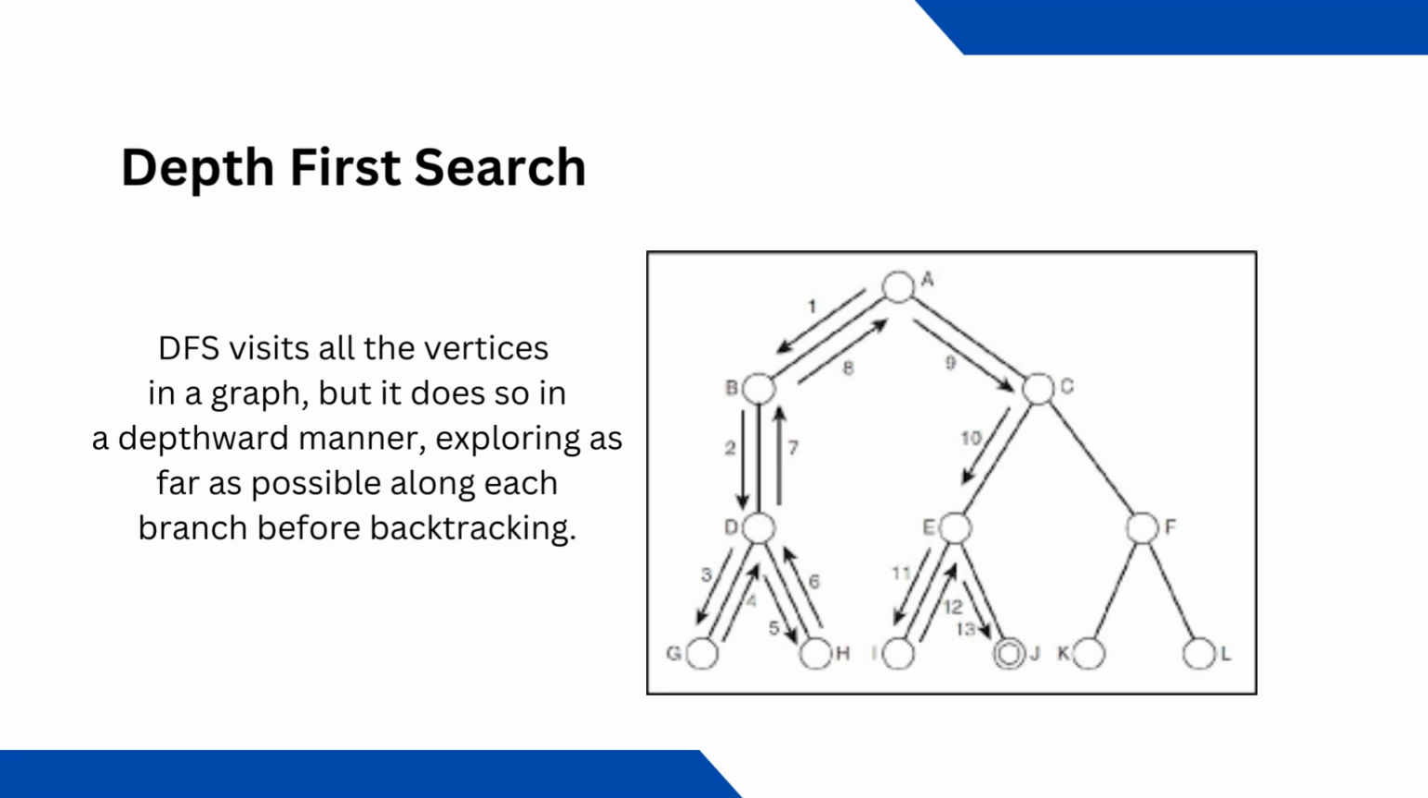In DFS, the algorithm starts at the specified source vertex and explores as deeply as possible along each branch before backtracking. It moves to an adjacent unvisited vertex, visits it, and recursively continues the process until it reaches a vertex with no unvisited neighbors. At that point, it backtracks to the nearest unvisited vertex and continues the exploration until all the vertices have been visited.